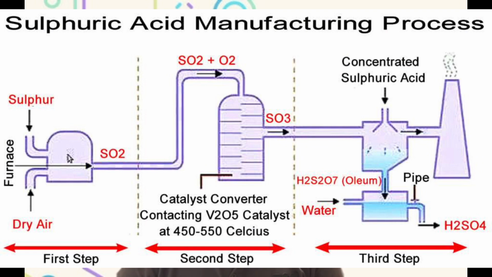The gas mixture which leaves the furnace contains sulfur dioxide and enough oxygen for the next stage. In the converter, sulfur dioxide reacts with oxygen to produce sulfur trioxide. 2SO2 plus O2 equals 2SO3. In order to increase the rate of the reaction and make it go faster, a vanadium pentoxide, V2O5, catalyst is required in this process.